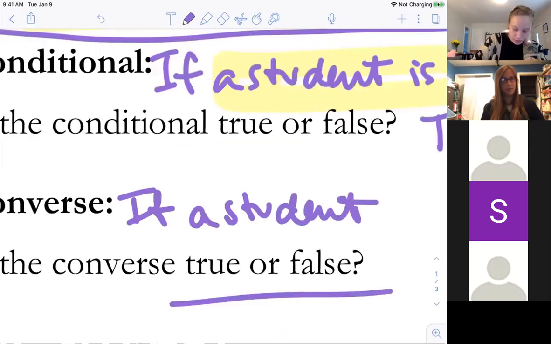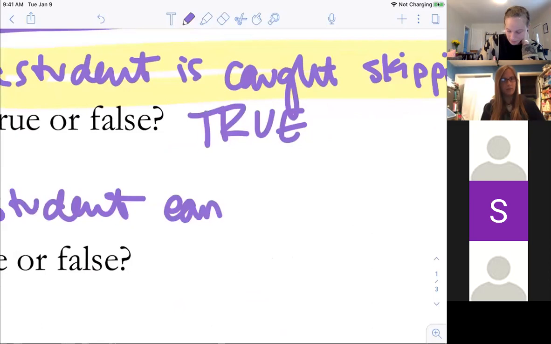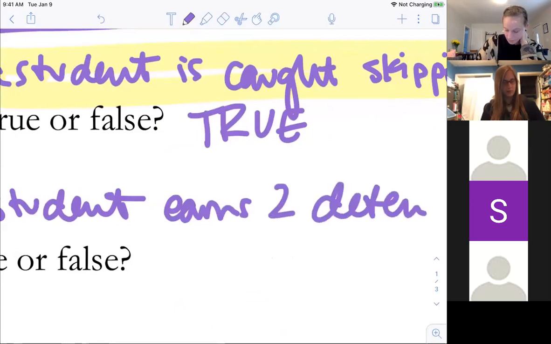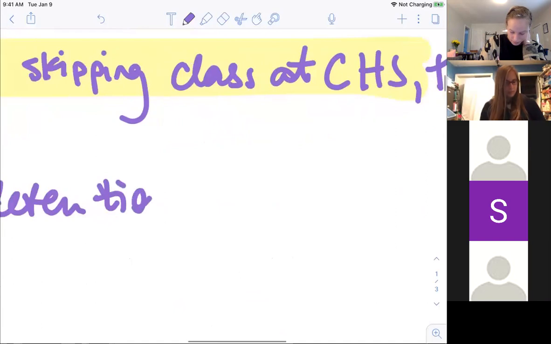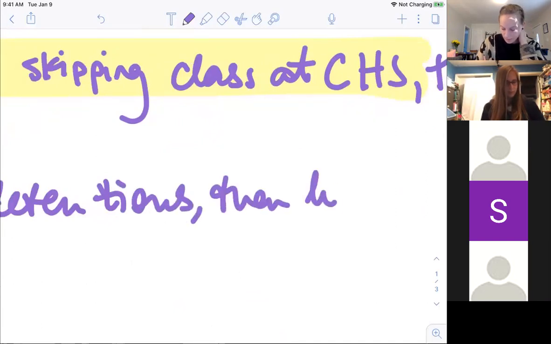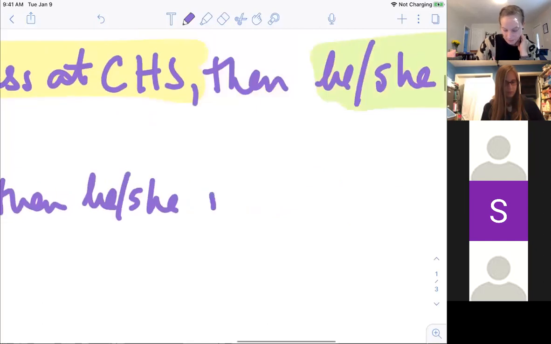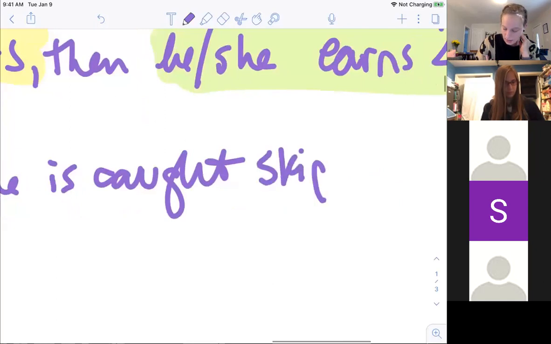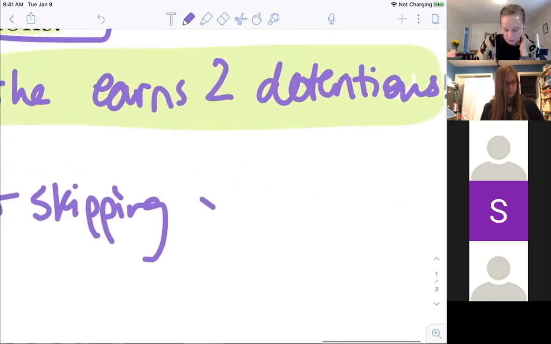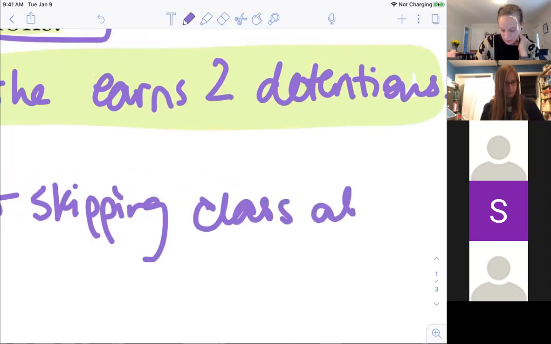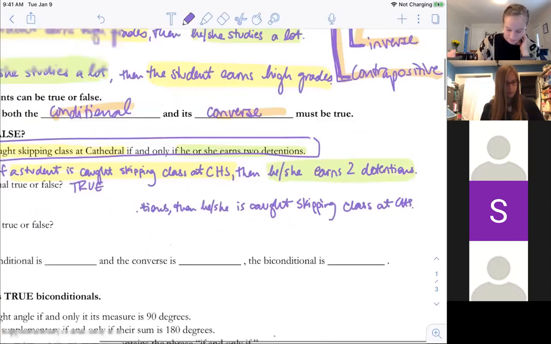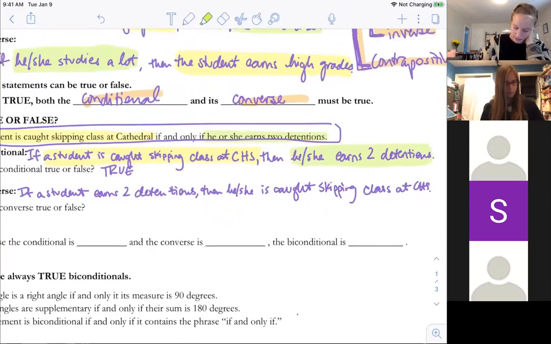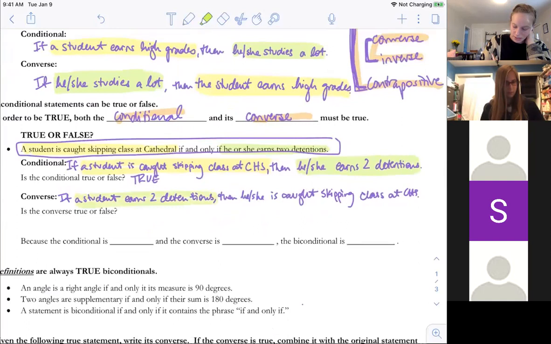If a student earns 2 detentions, then he/she is caught skipping class at Cathedral. I'm going to highlight again, just here for consistency. That earning detentions is my conclusion, and my skipping class is my hypothesis.